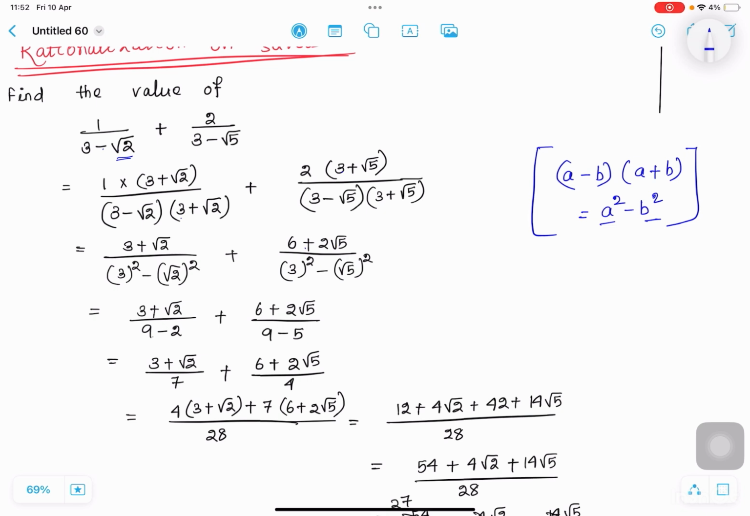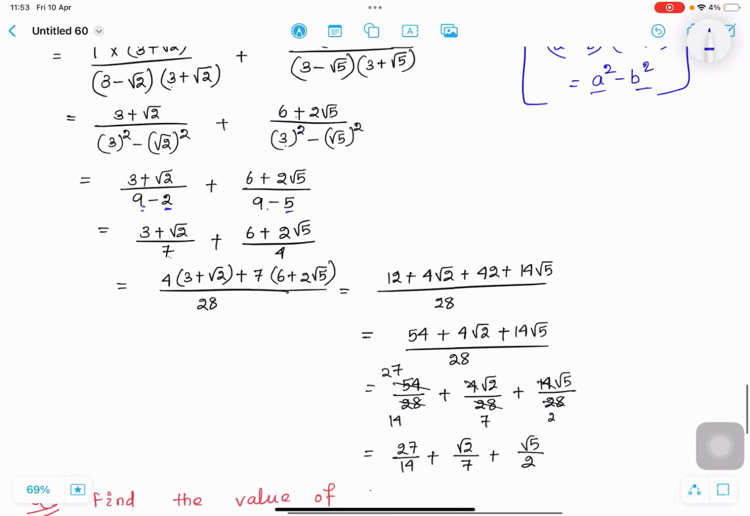So 3 square is 9, root 2 square is 2. So 9 minus 2 is 7. 3 square is 9, root 5 square is 5. So the numerator we have written like that only. 9 minus 2 is 7, 9 minus 5 is 4. Now if we take the LCM, 7 into 4 is 28. So 7 is here, 4 we have to multiply. 4 is here, 7 we have to multiply.